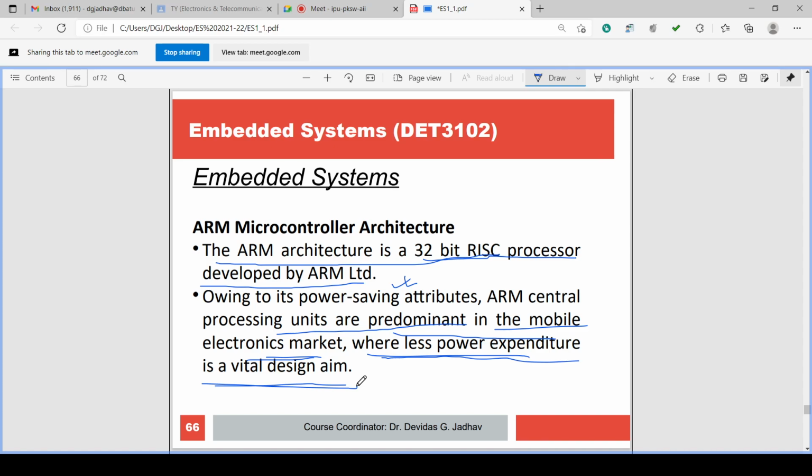Those mobile type of devices. ARM architecture is a 32-bit RISC processor from ARM Limited. Owing to its power saving attributes, it saves power, where less power expenditure is the design aim. So it is popular in mobile devices because less power expenditure is there.